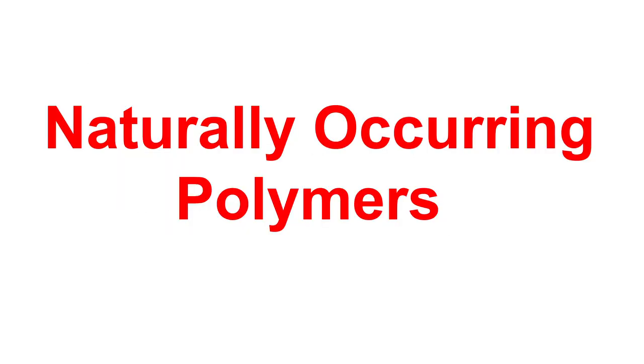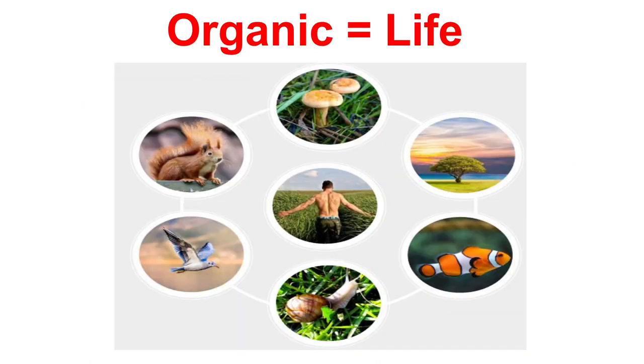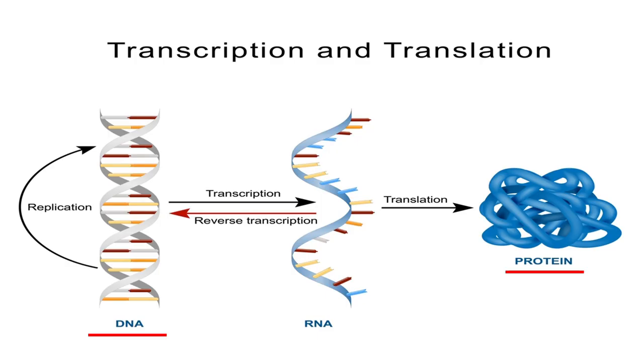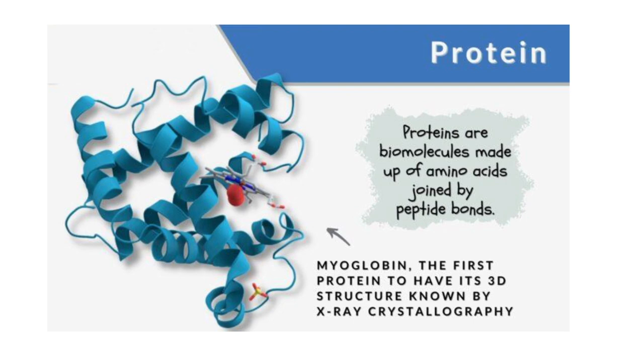So we're nearly finished. We're on to our last part, naturally occurring polymers. So this would be pretty much organic or life. Organic chemistry is a whole branch of chemistry, and it is the chemistry of life, and it is the chemistry of carbon, because carbon has this pretty unique ability to form these gigantic molecules like DNA and proteins that we need for life. And we're going to focus on DNA and protein as our naturally occurring polymers.